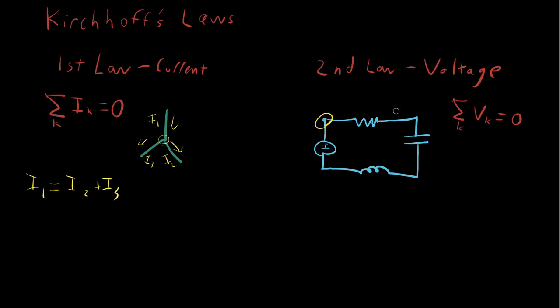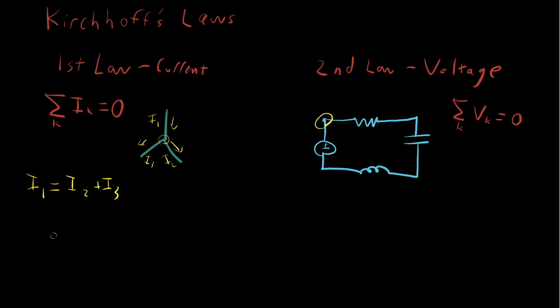Otherwise, as you go around the loop, this voltage would be increasing or decreasing, and that's not possible. It must be the same. And thus, in any loop that you take, the voltage around it must be zero. And these are very fundamental principles that are the beginnings of making analysis of electronic circuits.